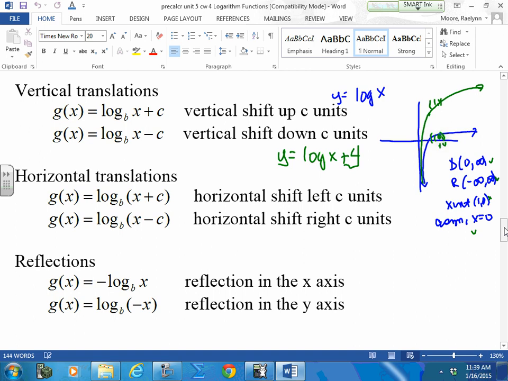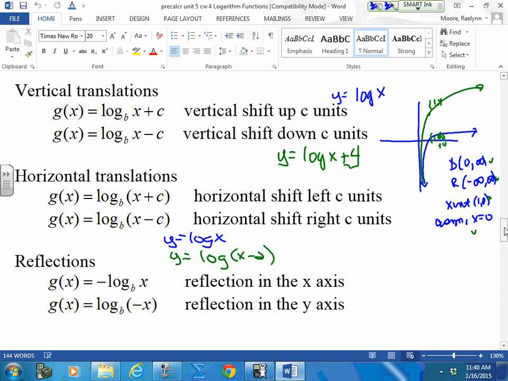If I do this one, and I start with log base 10, just a regular log, and now I shift it horizontally, it does the same as we did before. The horizontal movements now will affect your domain, where before they didn't, but we interchanged everything. We still go the opposite way, so we would go 2 units to the right.